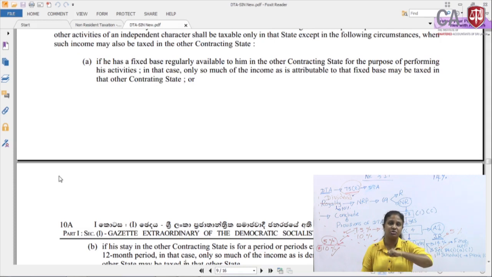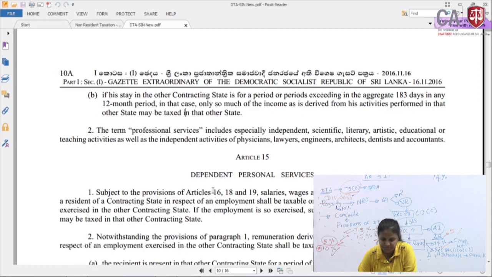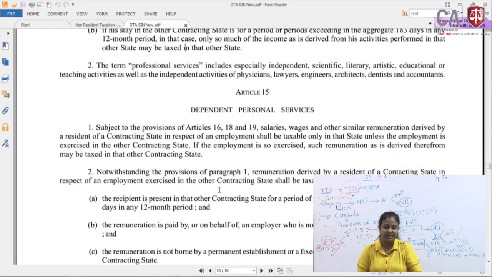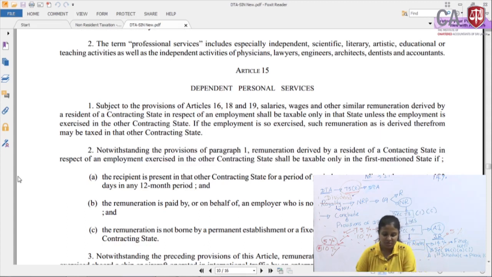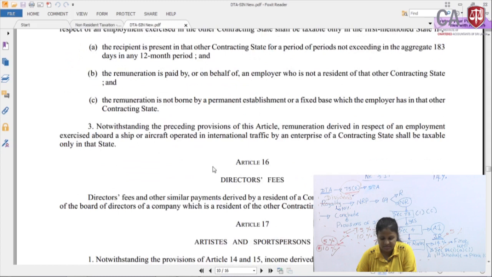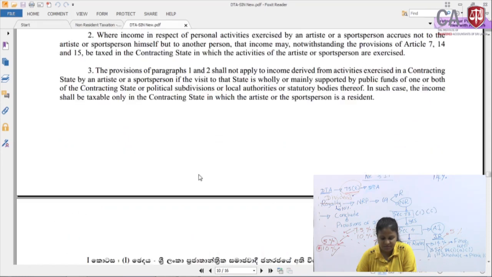Okay. This is on the independent personal services, which comes under your individual taxation. This is talking about individuals, Lamai. Please go through individual taxation, the reliefs applicable, the slabs, and the tax rates, before your examination. The term professional services is defined to include especially independent scientific, literary, artistic, educational or teaching activities; the particular activities are given. Now come to Article 15, dependent personal services, talking about employment income. Subject to the provisions of Articles 16, 18 and 19: 16 is director fees, 17 artists and sportspersons, and Article 18 pensions and annuities.